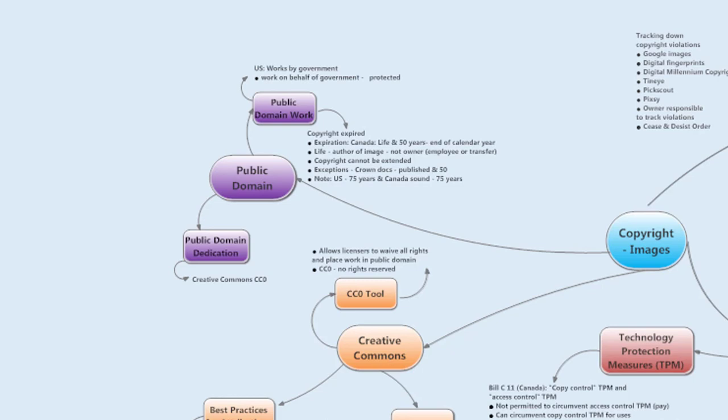Even if you were an employee of somebody, or if it was transferred to somebody else, the actual public domain is based on the life of the author, the person that created the material. Another thing, copyright can't be extended. Crown documents are just based on the published date, and then it's 50 years after the published date. You have to note, though, that in the US it's different. It's life plus 75 years. And again, this doesn't apply to everything that's copyrighted in Canada either. For instance, sound also has the life of the author plus 75 years, and then the end of the calendar year.